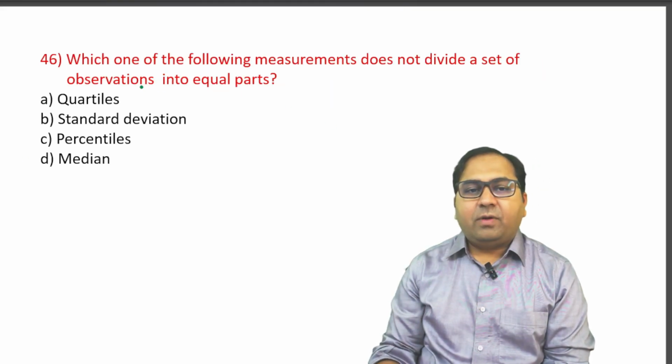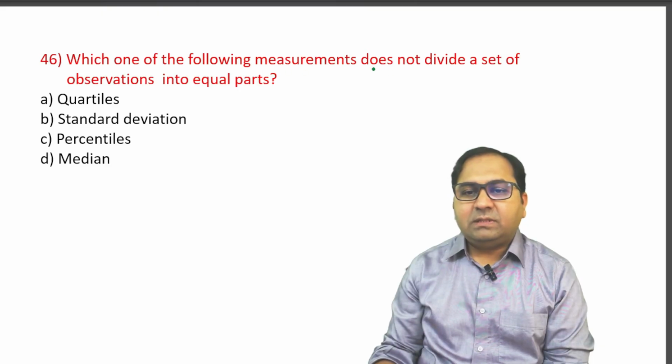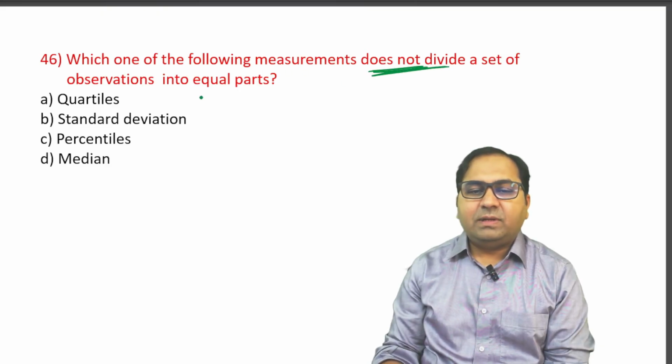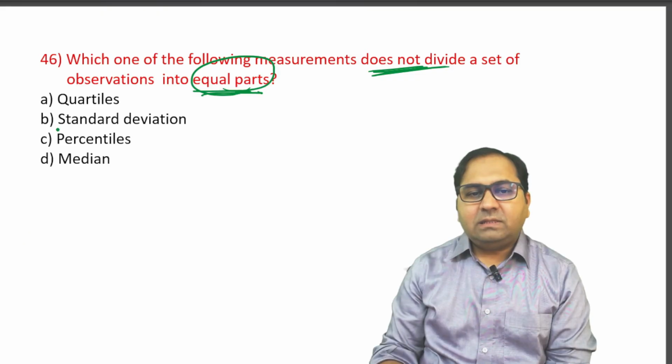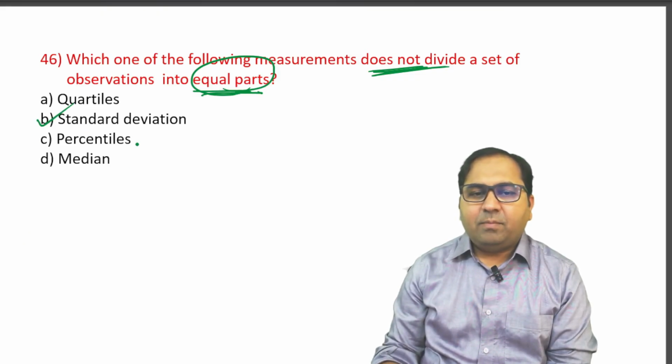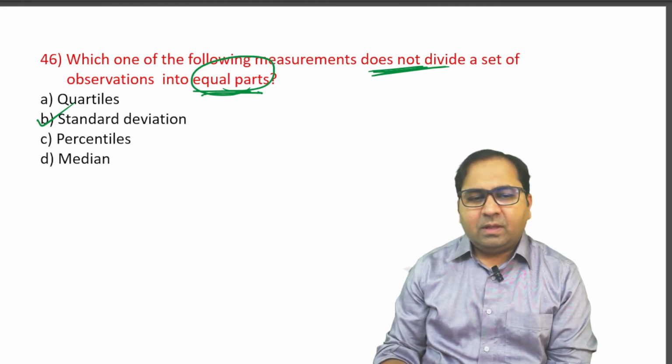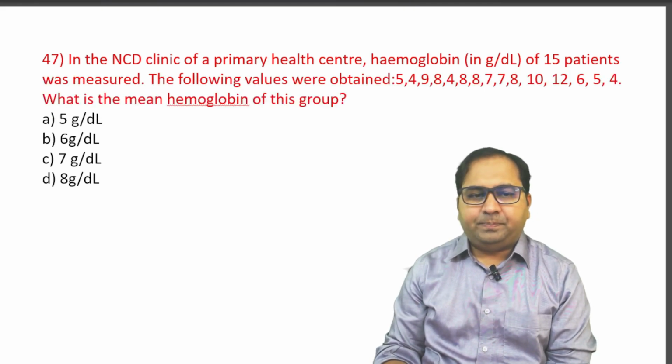Then question number 46. Which one of the following measurements does not divide a set of observations into equal parts? So the options are A, quartiles, B, standard deviation, C, percentiles, or D, median. So what will not divide a set of observations into equal parts? The answer is simple, standard deviation. Standard deviation will not divide into equal parts. Percentiles, medians and quartiles, they definitely divide. We know that's minimum mathematical common sense.